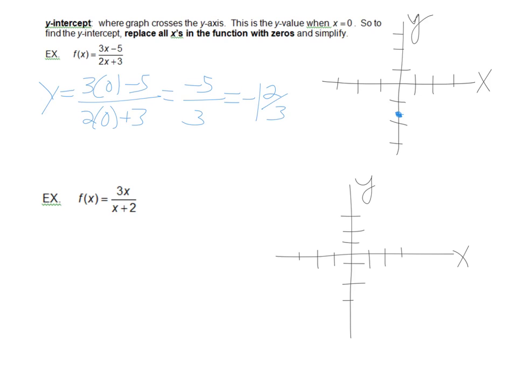Trying it again, f of x equals 3x over x plus 2. So y equals, replace all of the x's with zeros, and we have 0 over 2, which is just 0. So where y is 0 is right here on the origin. So that's x-intercepts and y-intercepts.